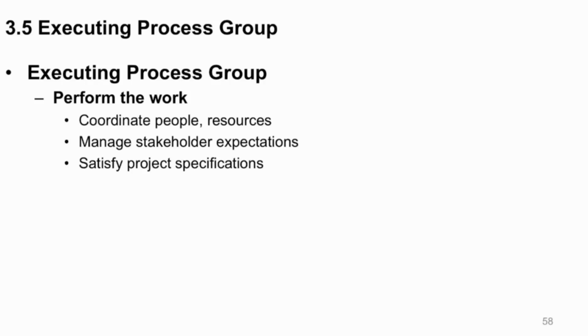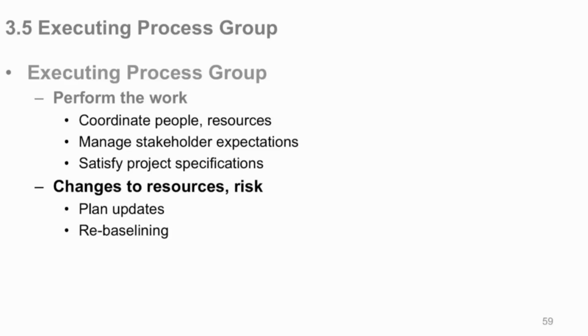You need to manage them here, but here's where you execute the work, and you satisfy the project specifications, which are how you actually build the work, which is what quality management will use to assess the specifications that you're building it properly. That's executing where the work is actually done. There may be changes to your resources, which could be changes to your people, to the materials that you need to do the work, and risk may change because of things that are happening.